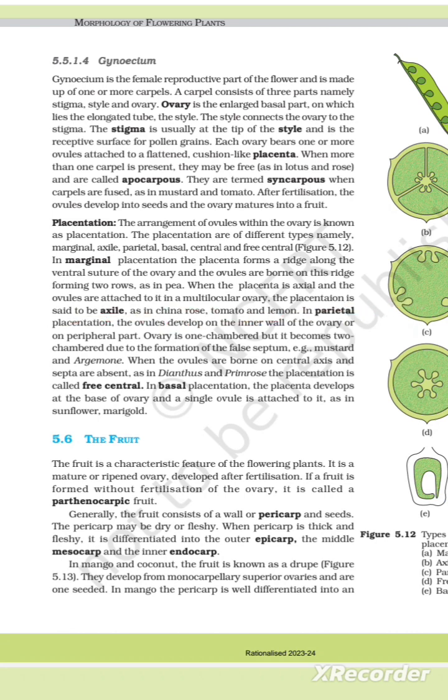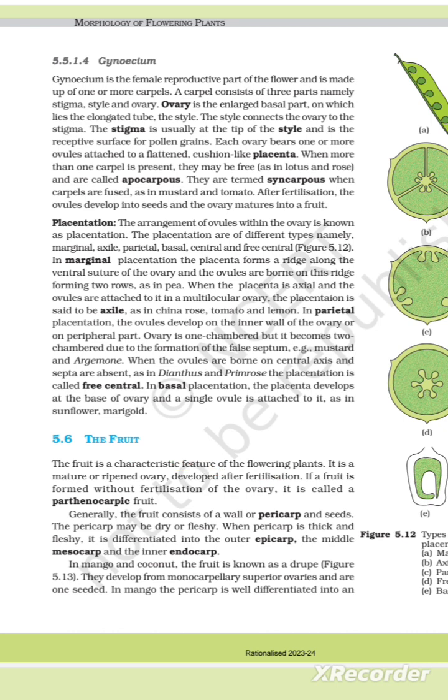In parietal placentation, the ovules develop on the inner wall of the ovary or on the peripheral part. The ovary is one chambered, but it becomes two chambered due to the formation of a false septum. Examples: mustard and Argemone. When the ovules are borne on a central axis and septa are absent, as in Dianthus and primrose, the placentation is called free central. In basal placentation, the placenta develops at the base of the ovary and a single ovule is attached to it, as in sunflower and marigold.